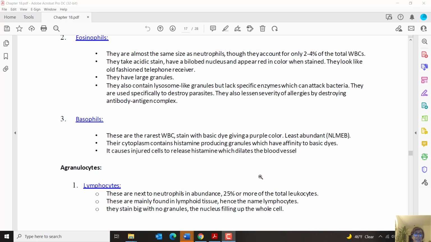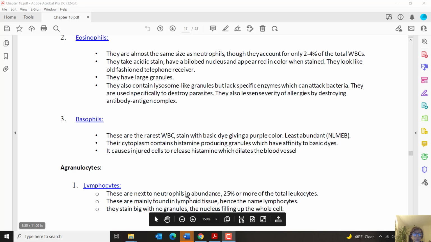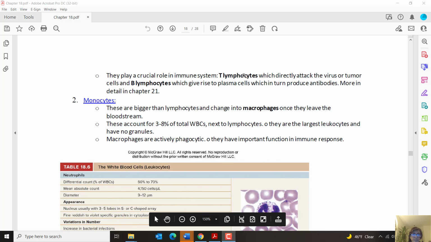Coming to agranulocytes, we have lymphocytes, which are next to neutrophils in abundance, about 25% or more. They are not found only in the blood, rather they are found in the lymphoid tissue. They leave the blood to enter the lymphoid tissue, giving the name lymphocytes because they are found in lymphoid tissue. The nucleus fills up most of the cell. There are two kinds of lymphocytes, T lymphocytes and B lymphocytes. They play a very important role in the immune system. They carry out the whole adaptive immunity.